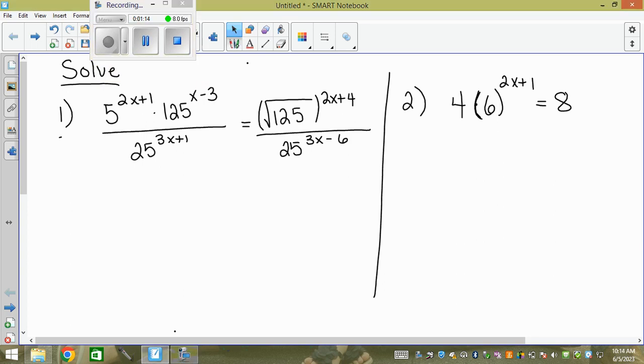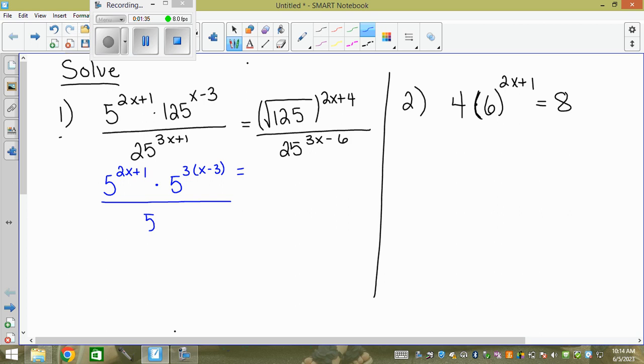I just want you to look up here for a second. Just to start you off, I have an equal sign in the middle, right? So this would be 5 to the 2x plus 1, times 5 to the 3, and then I have to remember to put this in a bracket because it has to go the whole thing, over 5 to the 2 to the 3x plus 1.